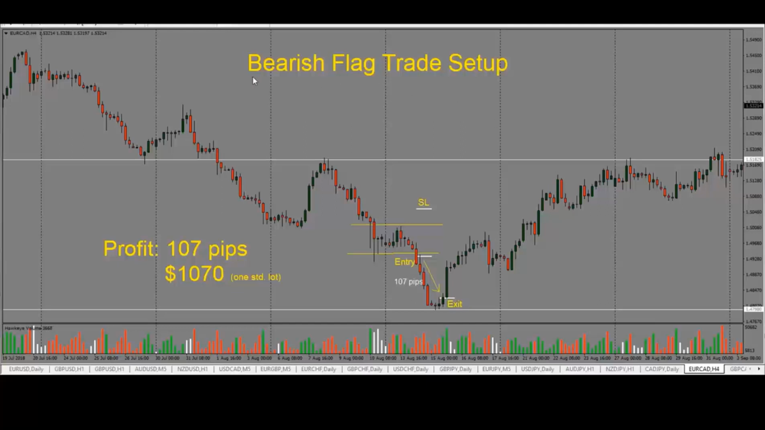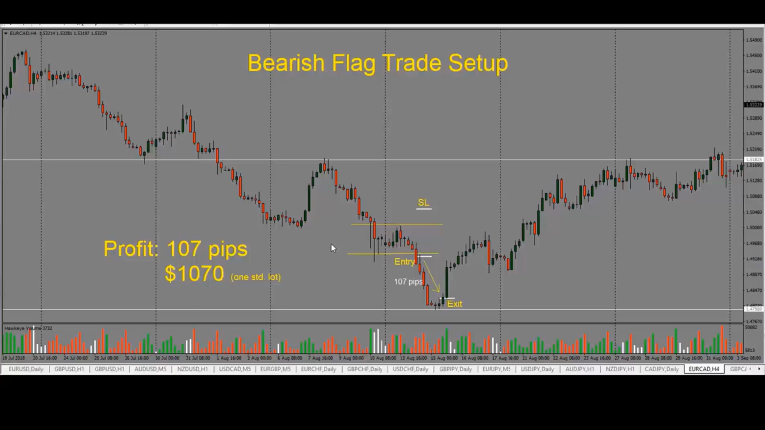Here we are looking at how to trade a bearish flag trade setup. This is EuroCAD 4-hour chart. So in this example here, we see that overall market direction is to the downside. Here we see price comes into support level, bounces off, comes down again, and then comes into this same support and resistance level, and then drops from there. So let's say we missed this trade here, so we were not able to get into this opportunity, but now we know that market direction is to the downside. So how do we get into this after the fact?